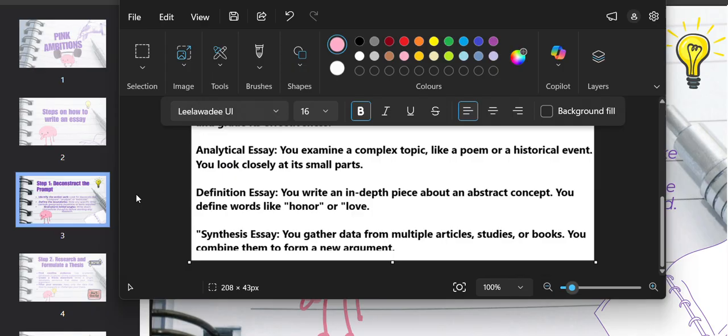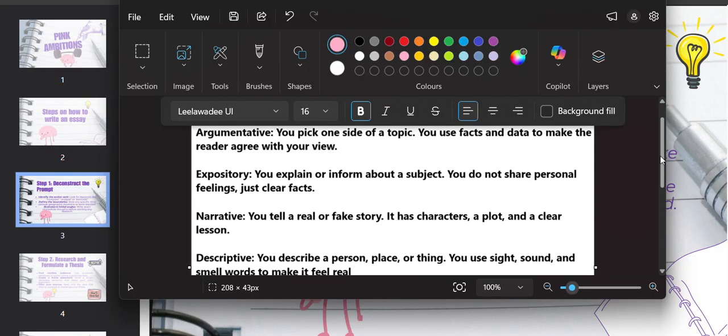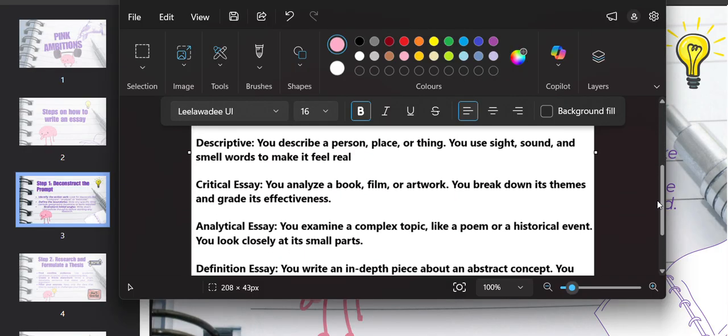Next, we have a synthesis essay, where you gather information from particular articles, books, or studies, and then you combine them to form a new argument. Most likely you will not get a synthesis or definitionary essay in your exams, but you still have a lot of options to choose from: argumentative, expository, narrative, descriptive, critical, and analytical essays. You might not get tested on the analytical essay, but the rest you surely will.